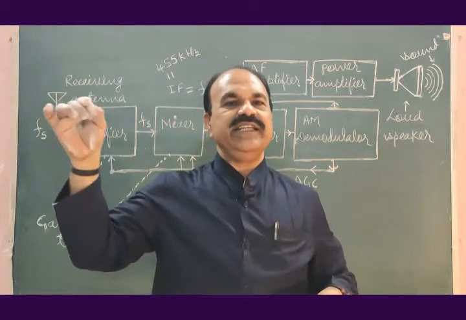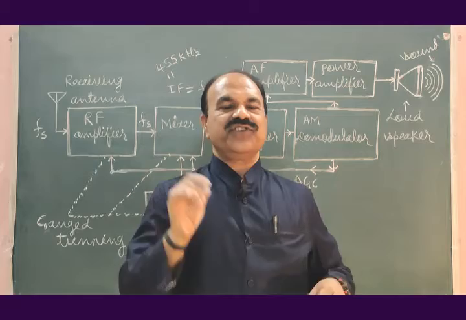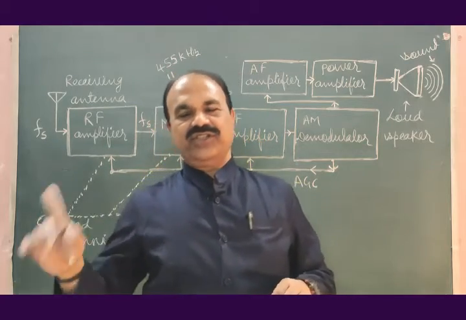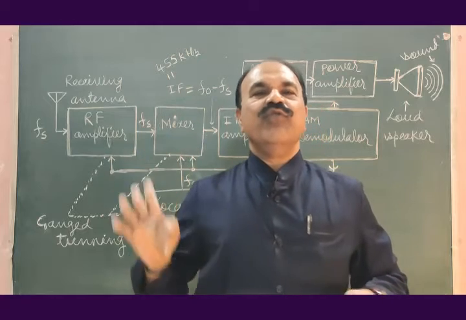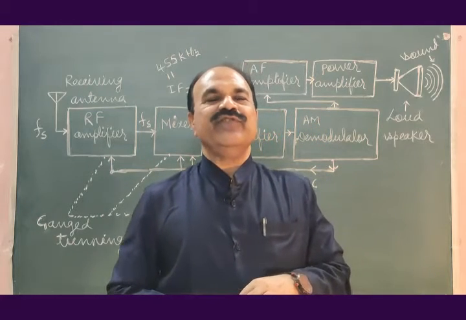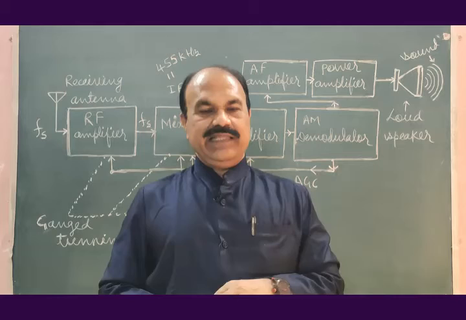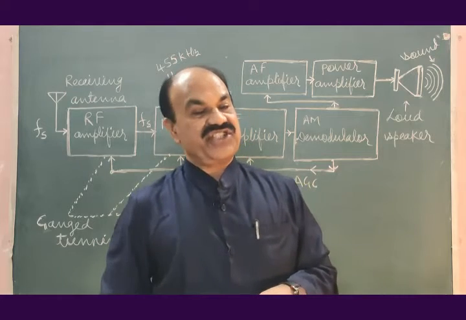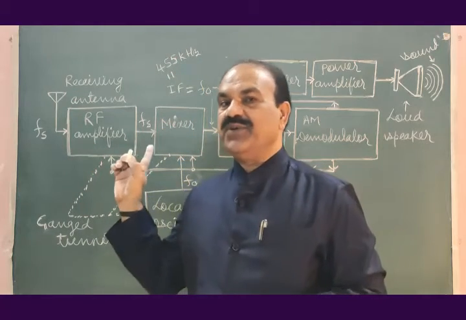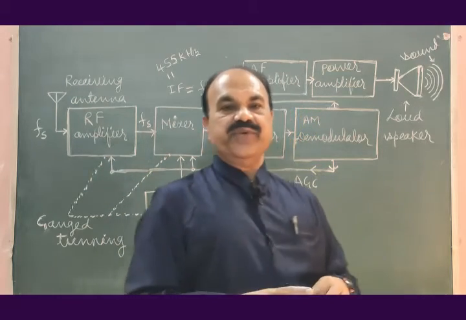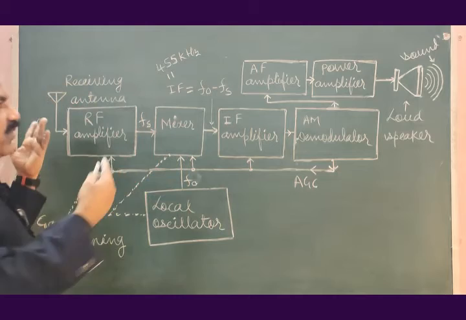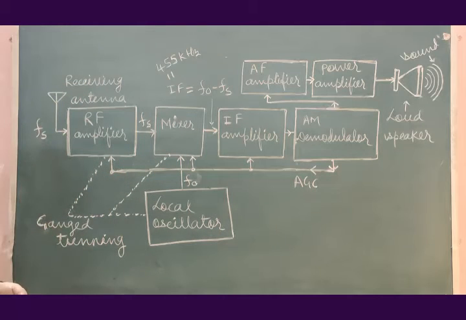From 1 to 80, you select any radio station, first, second, third, fourth, up to 80. IF will always be 455 kilohertz. This is a very special characteristic of this radio receiver, which we call the super heterodyne radio receiver. This is the block diagram. Let me explain how this radio receiver works.